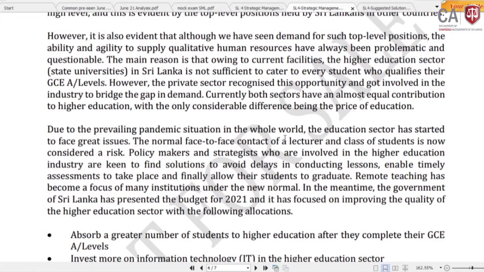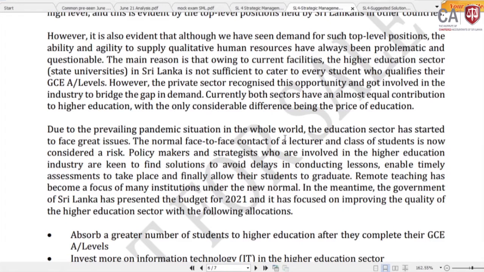Look at this point. The main reason is that owing to current facilities, the higher education sector, state universities in Sri Lanka, are not sufficient to cater to every student who qualifies their GCE levels. However, the private sector recognized this opportunity and got involved in the industry to bridge the gap in demand.